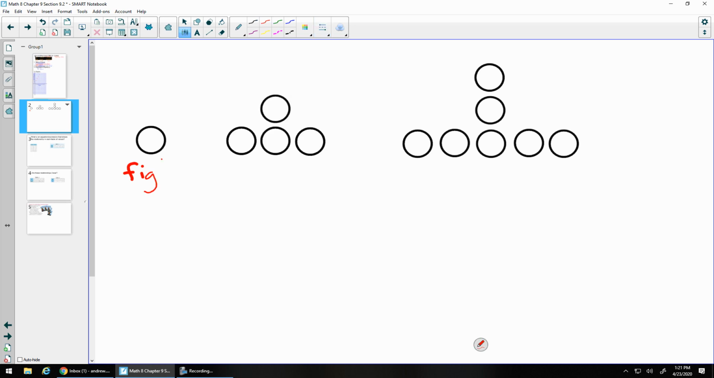Figure 1, figure 2, figure 3. Okay, we want to figure out, let's say in figure 22, how many circles would be in figure 22?